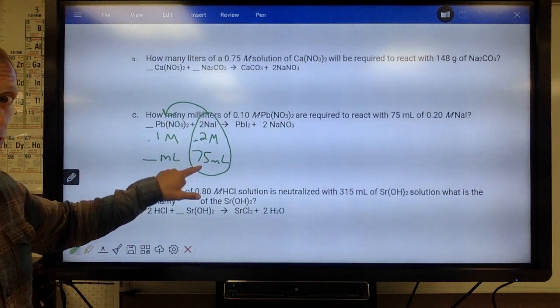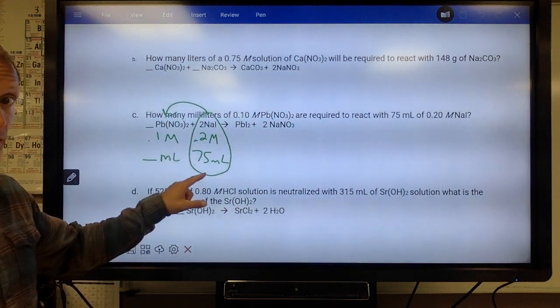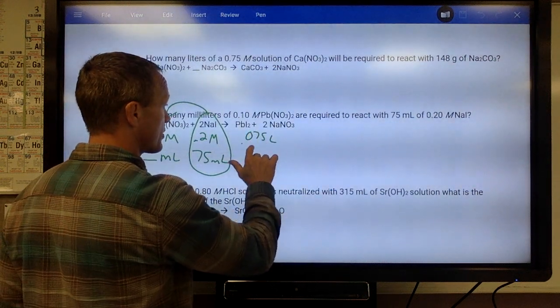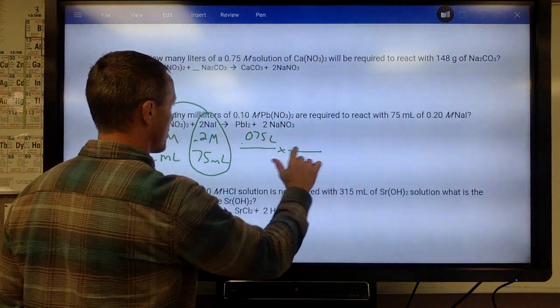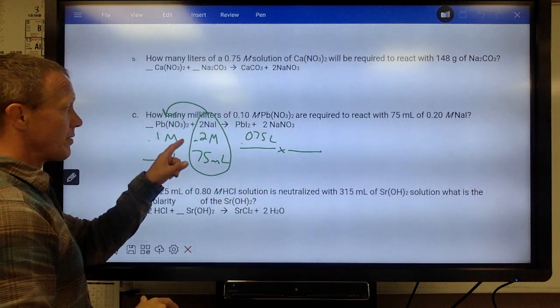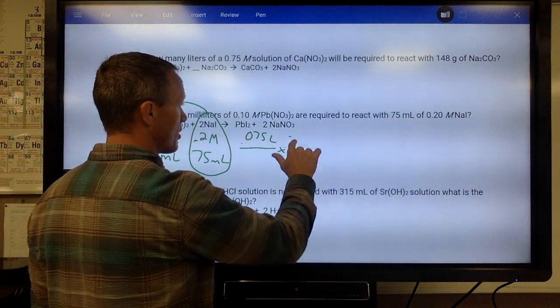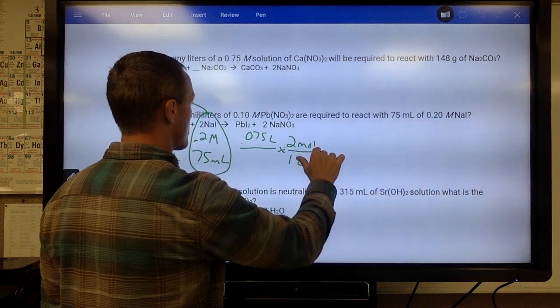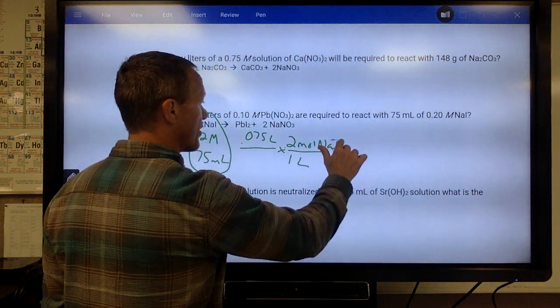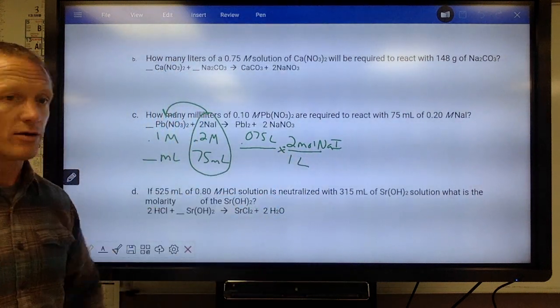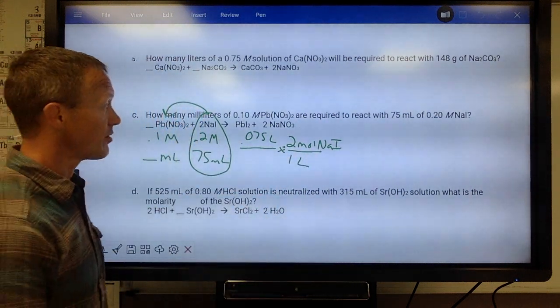Again, I don't ever want to start with my molarity. Start with my milliliters or my liters. So change 75 milliliters into liters. So 0.075 liters of NaI. My molarity gets from the liters to moles. So for every 1 liter, there's 0.2 moles of NaI. That's 0.2. Remember, that is your molarity right there. So molarity gets you from liters to moles.